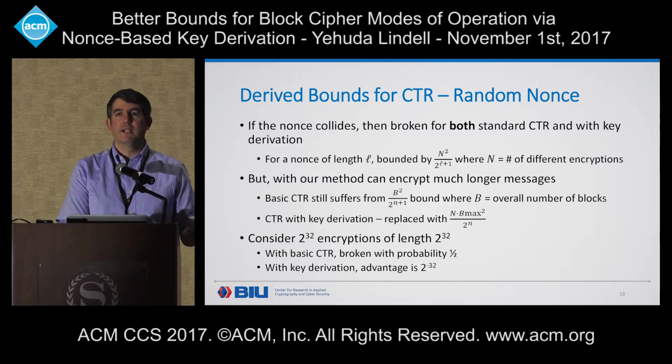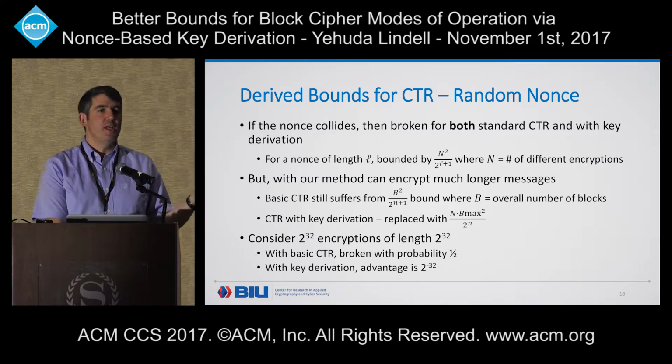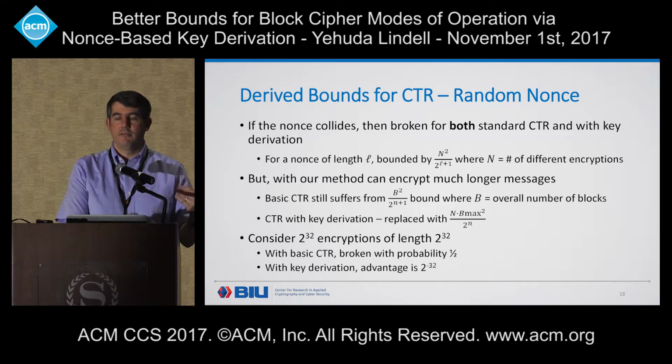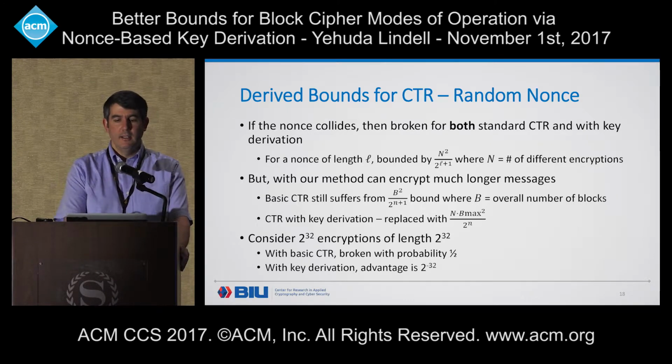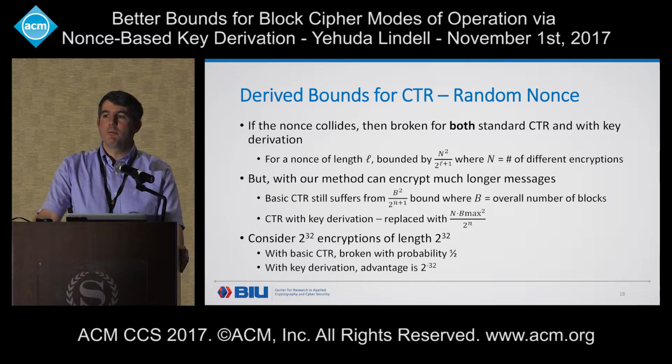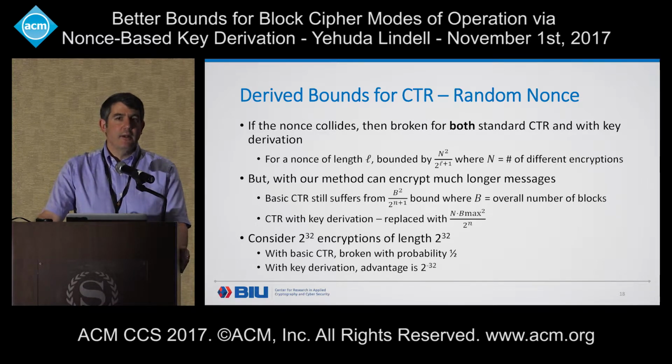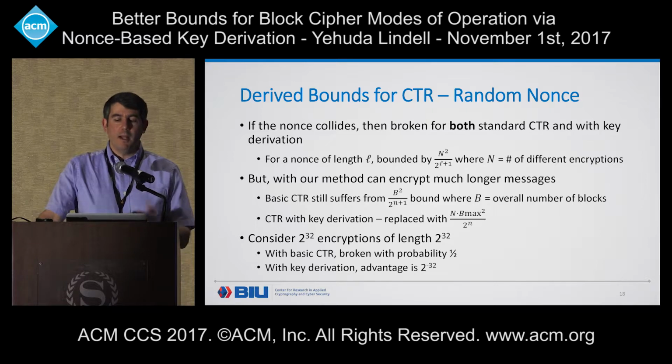Okay, so if you have a nonce of length L, then you can't encrypt more than n squared over 2^L. In fact, you have to do less. So you have the 2^32 bound that we had beforehand, but we can still encrypt much, much longer messages. So Counter mode has this b squared over 2^(n+1), and we have this n b_max squared over 2^n.